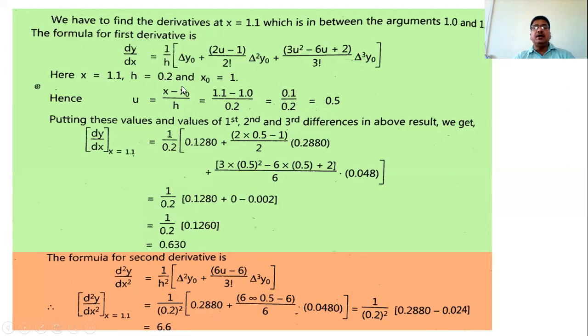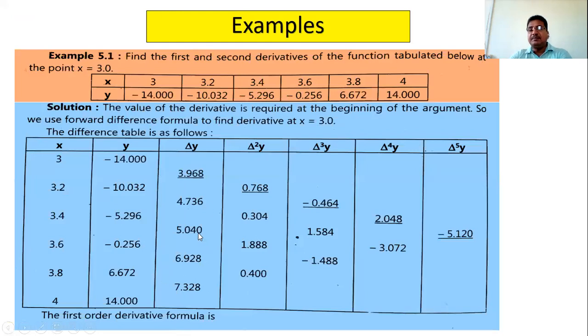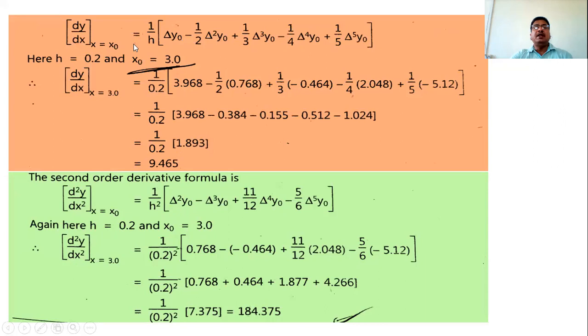If the point is given in the table, then no need to find u, because u is 0 in that case. So if the point is given at the beginning of the table or at the end of the table, then no need to find u. In the previous example, if you observe, it was the forward difference table, and directly the formula for first order derivative at the first point is this, and there is no u in this formula because u is 0. Just write h and x naught, that is the first value, and directly substitute all these values, we get the first order derivative. Similarly, we get the second order derivative.